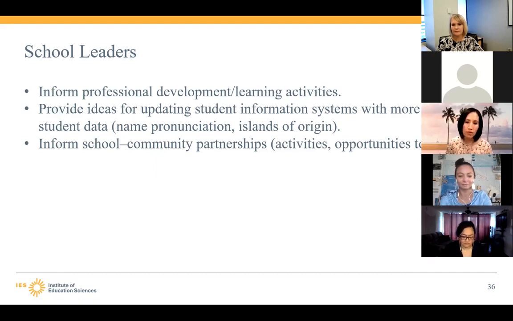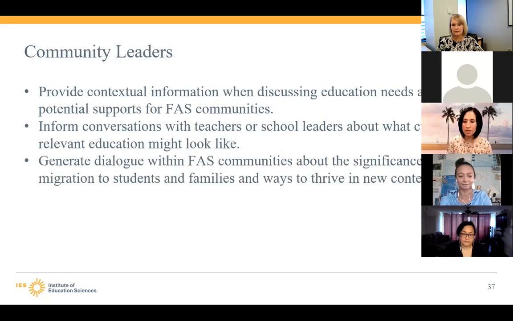And then, of course, finally, we have the community leaders. Again, we know that all of these pieces play into supporting students. So some of the ideas that we offer for community leaders to support students as they move into their schools or into their communities. First of all, as Tasha said, we offer a lot of contextual information when discussing needs and supports of students moving in. So that community leaders might know, well, these are things that might be popular for these students.